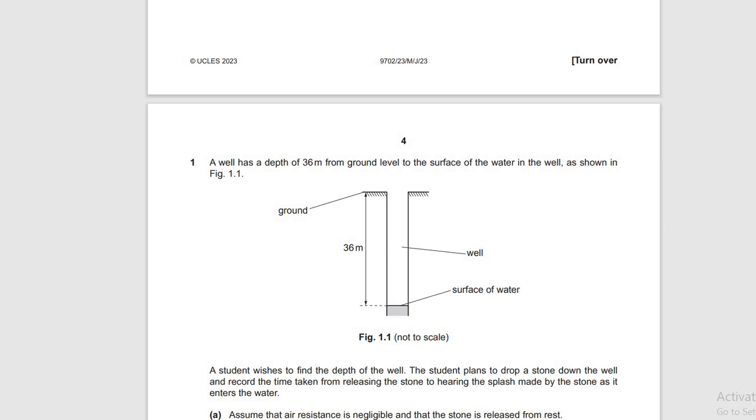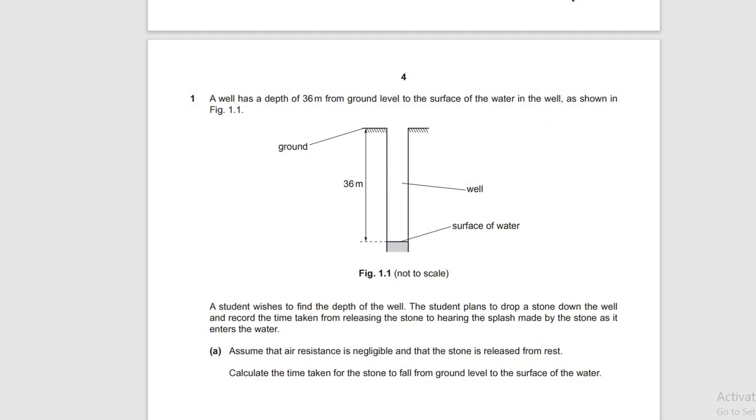Now the first question is this. A well has a depth of 36 meters from ground level to the surface of the water, as shown in the diagram. When you check the question, the distance between the surface of the water and the ground is 36 meters.